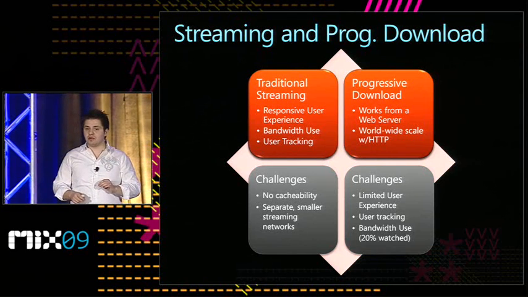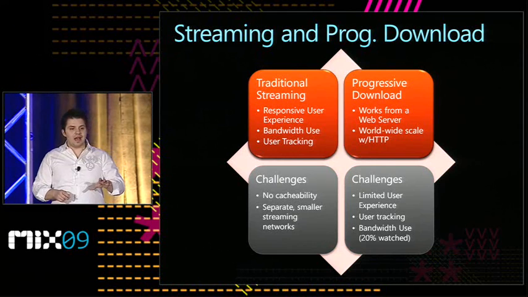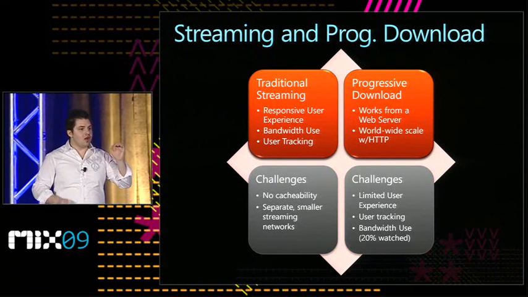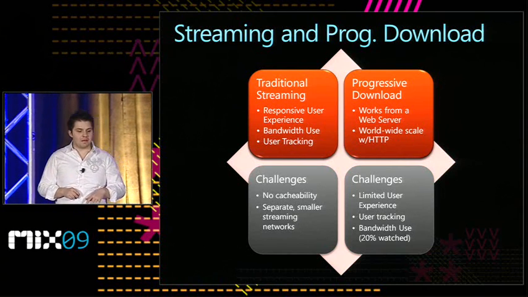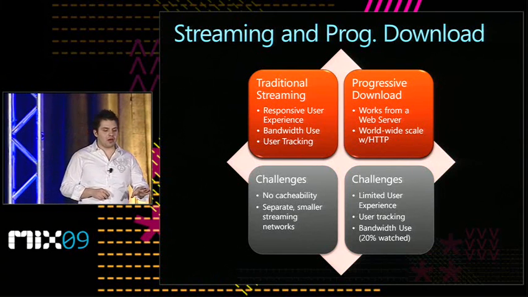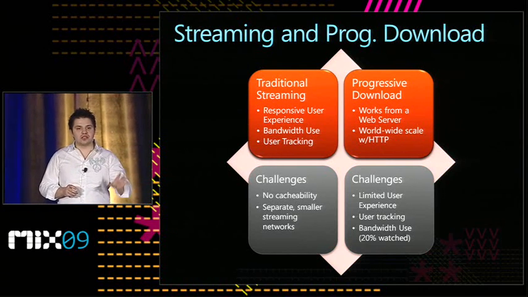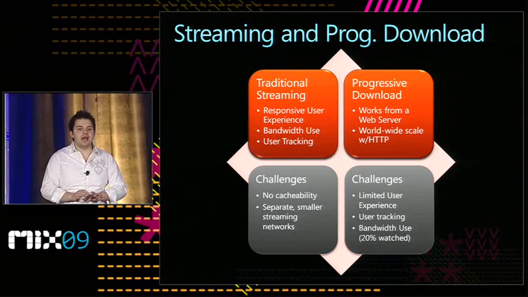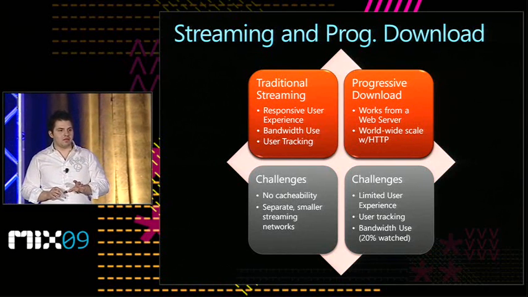You get very good use of bandwidth. The server sends only what the user intends to watch. And finally, because the server is actually tracking what the user is doing, you have a very good sense of what it is that the user did and what their experience was like. The challenges with the streaming network have to do with scale. So as we look at traditional streaming, we'll see in a moment that really the challenge with traditional streaming is getting it to scale out.